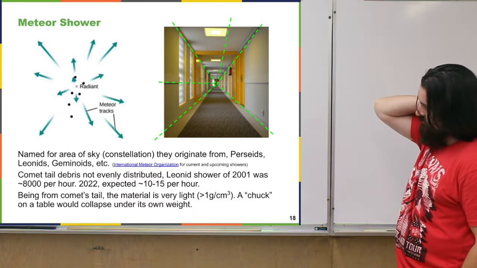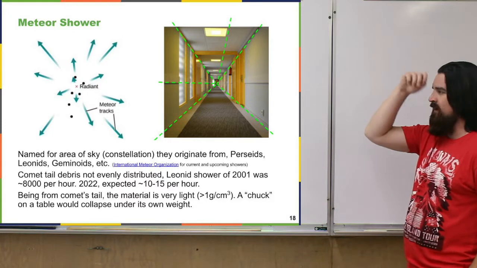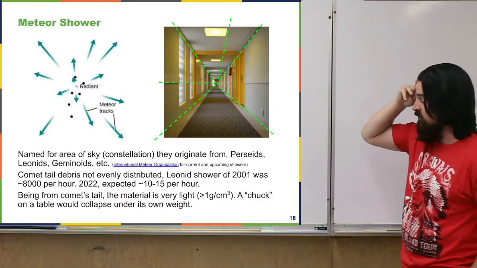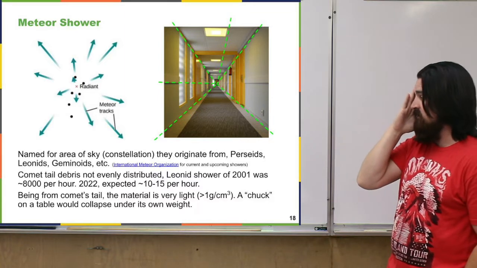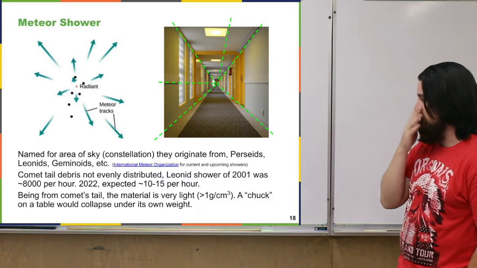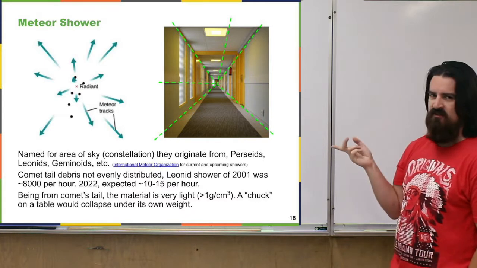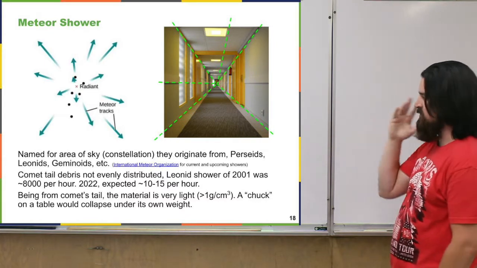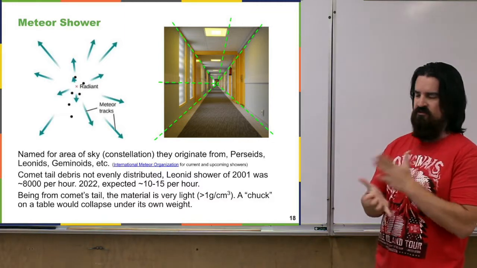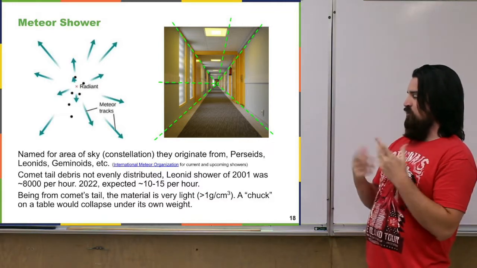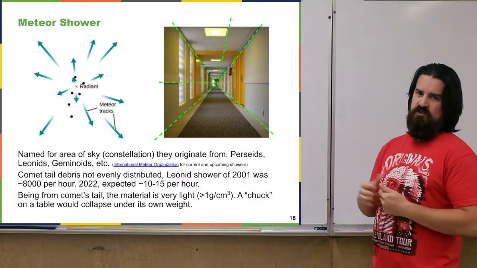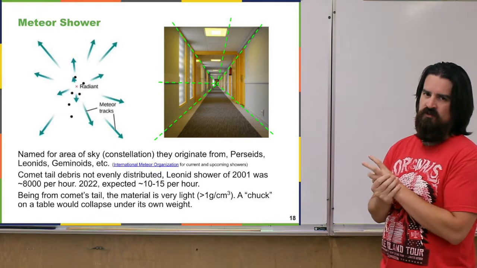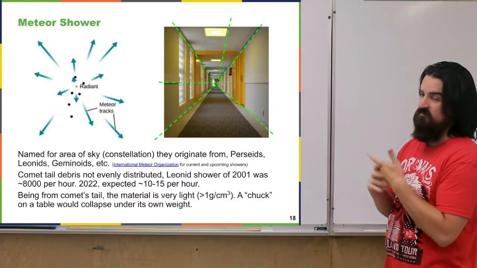Meteor showers are generally named after an area of the sky or a constellation where they originate. So that's why we have the Perseid meteor shower, the Leonids, Geminids. And there's an International Meteor Organization that you can check out if you're interested in seeing when the next meteor shower is. Not all meteor showers are created equal, so if you want to see a really nice show, then it might be a while before you're able to see a really high rate meteor shower, or even a meteor storm.